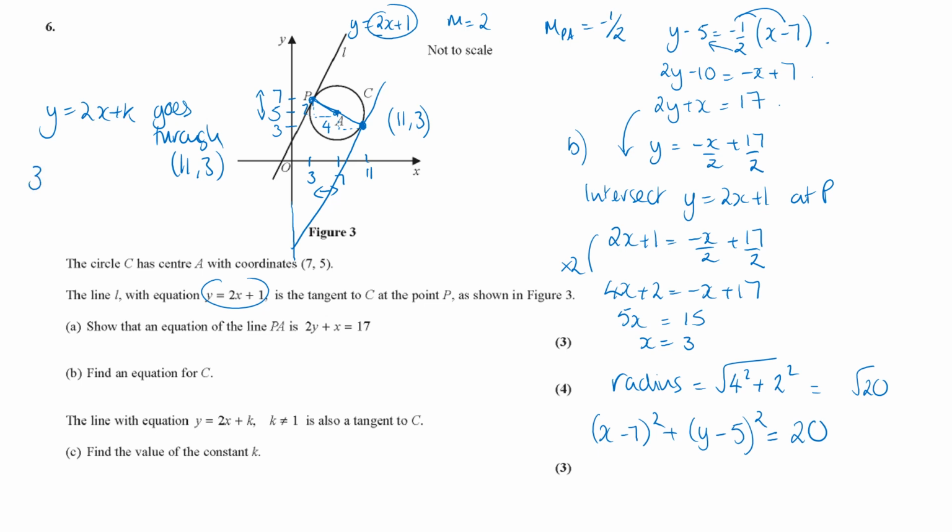When y is 3, 2 times 11 is going to be 22 plus k, and then that will give me that k is equal to 3 minus 22, so minus 19. So all we need to do is find the constant k, but the line is y equals 2x minus 19, k is equal to minus 19.